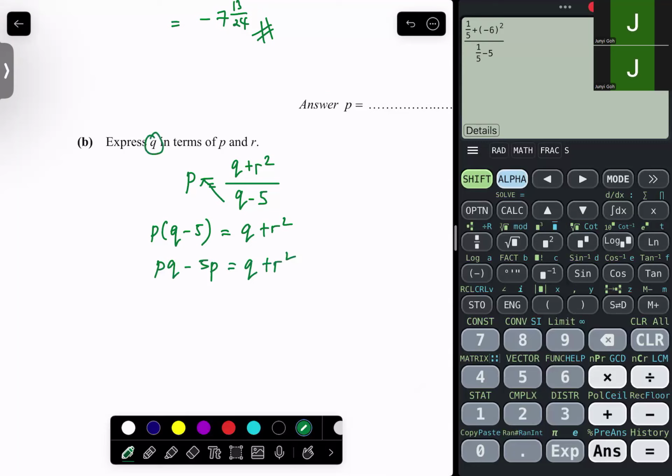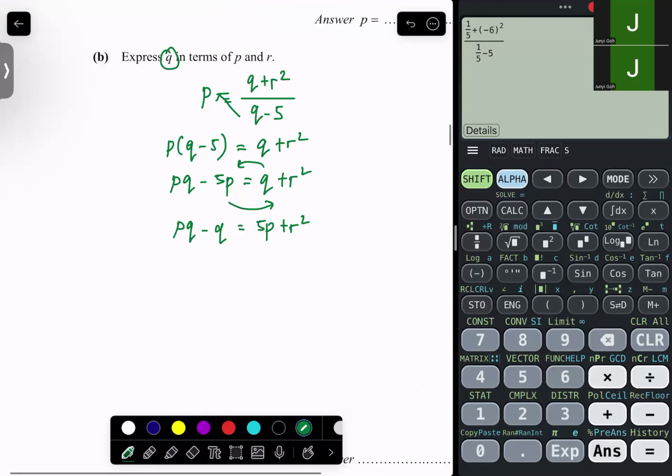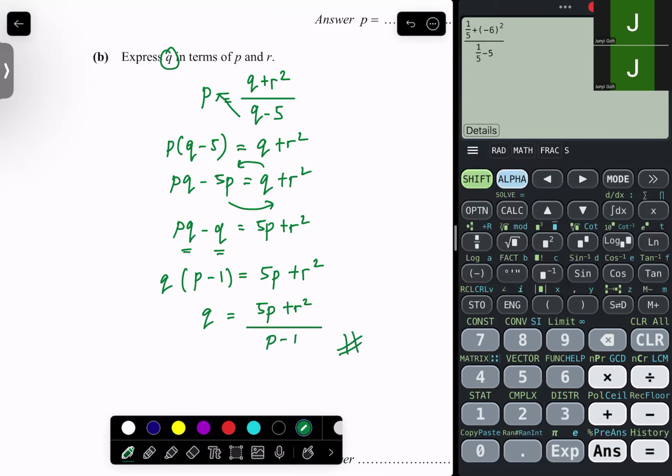I want to express Q, so Q has to be the subject. So Q on the right, bring over, -5P, bring over. So PQ minus Q equals 5P plus R squared. Okay, we only want a singular Q, so we factorize out the Q. So I have Q bracket P minus 1, take note it's -1, not nothing, equals 5P plus R squared. So Q equals 5P plus R squared divided by P minus 1. Answer.